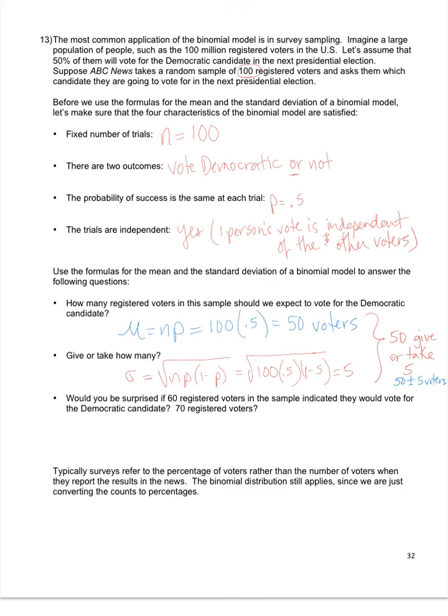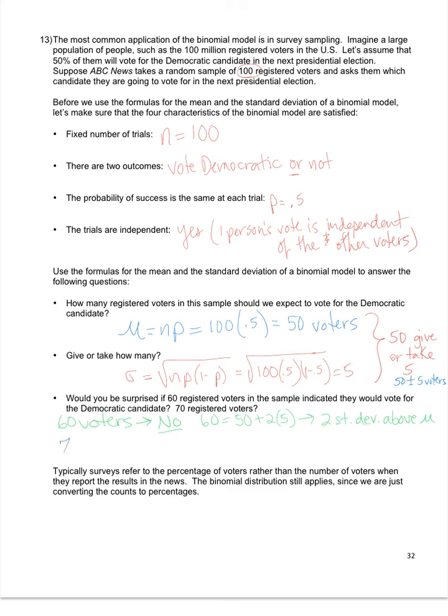Right, and then would you be surprised if 60 registered voters in the sample indicated they would vote for the Democratic candidate? And how about 70? So let's start with 60 voters. All right, so I would argue that we would not be surprised to get 60. If you look more closely, that's because 60 is only 2 standard deviations above the mean. So we can say that's 2 standard deviations above mu. And we know from past experience that that happens.